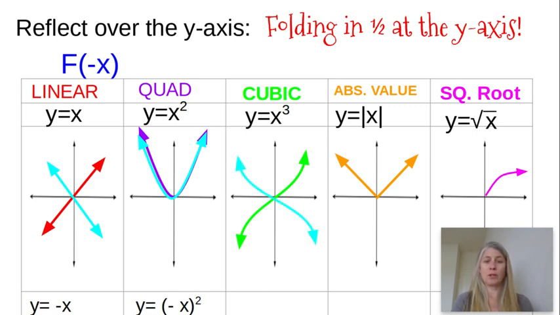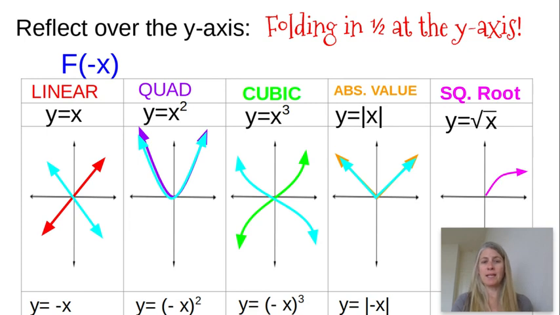Our cubic looks like this when we flip it over, and once again, that negative is inside the set of parentheses. And y equals the absolute value of x stays the same. Once again, the negative is inside your set of parentheses, and when you have the absolute value of anything, it stays the same value. It's a distance from 0 on a number line.